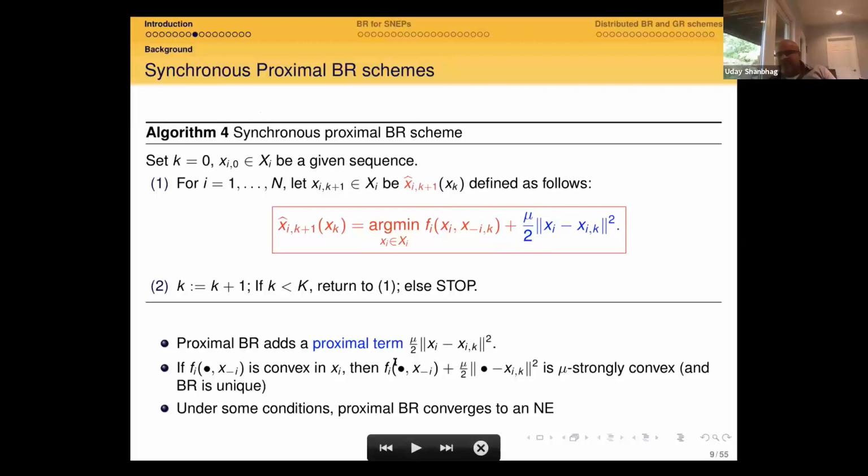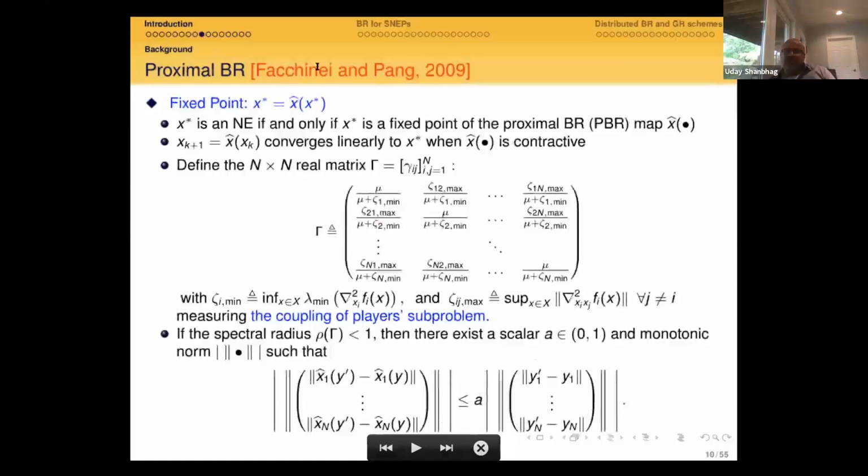And one of the benefits of the proximal best response scheme is that, under some conditions on what is called the proximal best response map, you can guarantee convergence and derive the rate of convergence. Okay? This was done by Francisco Facchinei and Jong-Shi Pang in their book chapter in 2009. I don't want to spend too much time on it. I just want to remind folks who haven't seen this result.